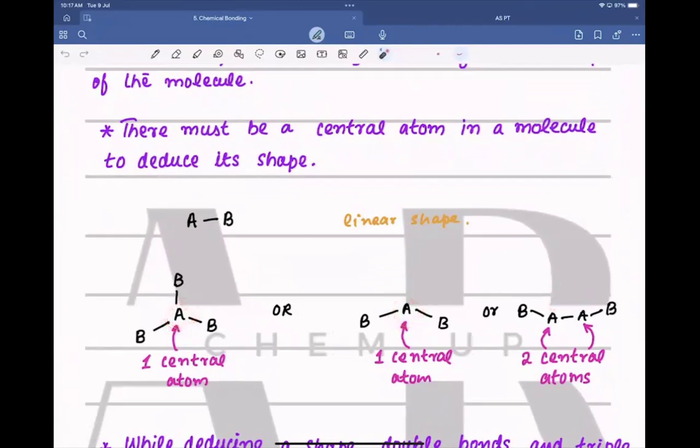So to deduce the shape of any molecule on the basis of valence shell electron pair repulsion theory, there must be a central atom in it. For example, if I give you another example, let's have a look over here.